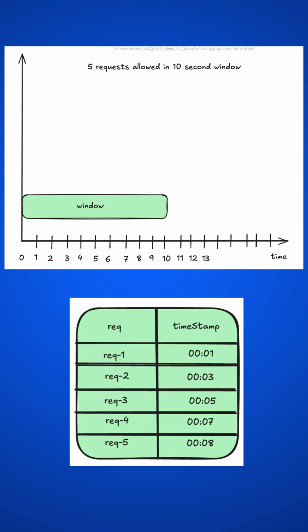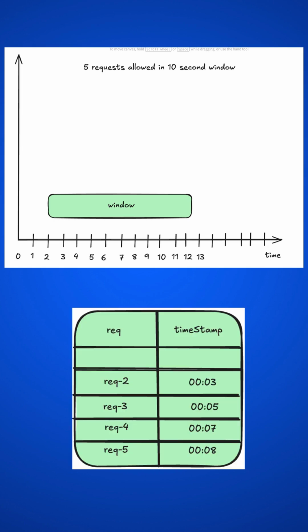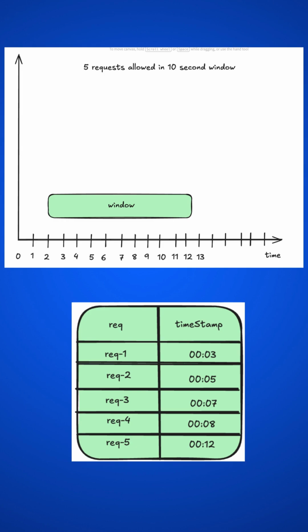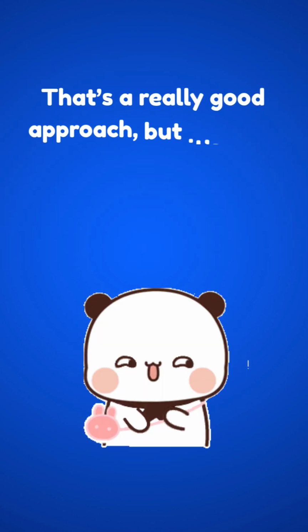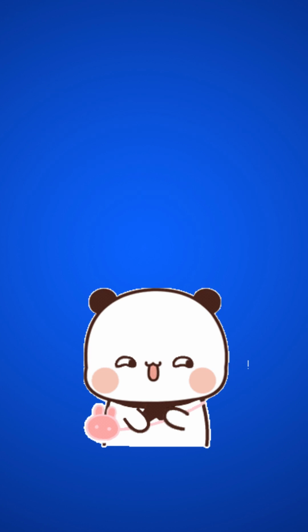If a request comes at 12 seconds, we slide the window forward to 2-12 seconds and drop all timestamps older than 2 seconds. This way, we remove the boundary problem. That's a really good approach, but it's slow and heavy because it has to save and clean up every request you make. Yeah, that's bad.